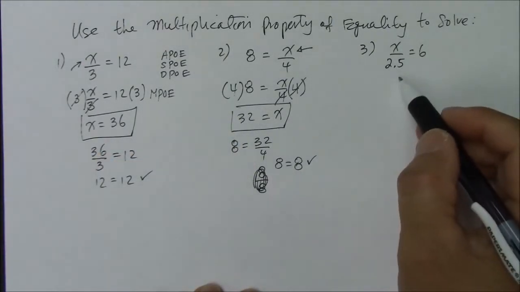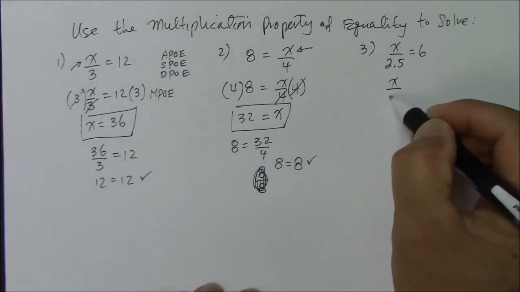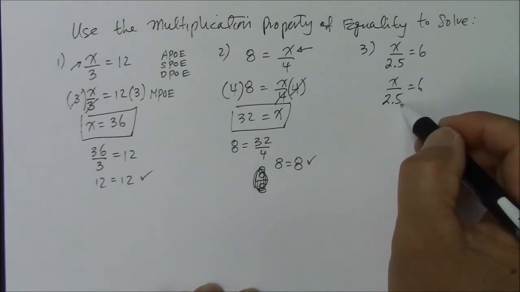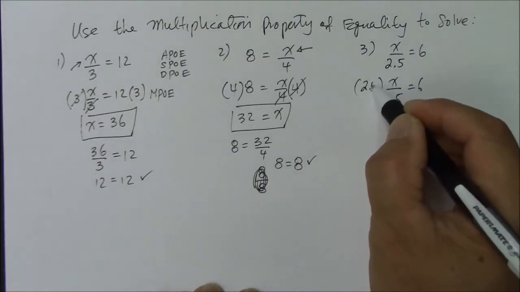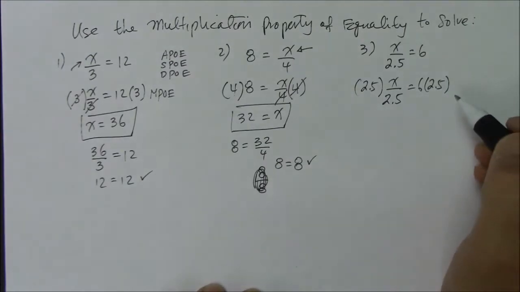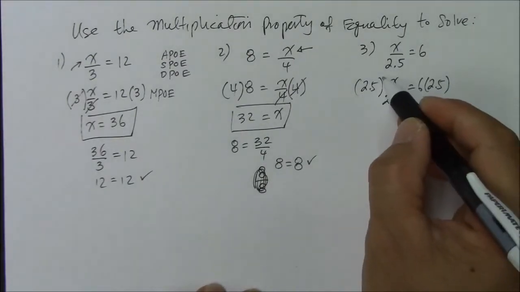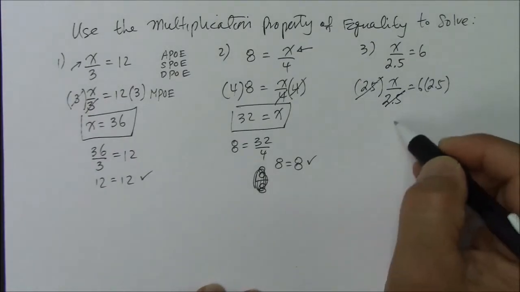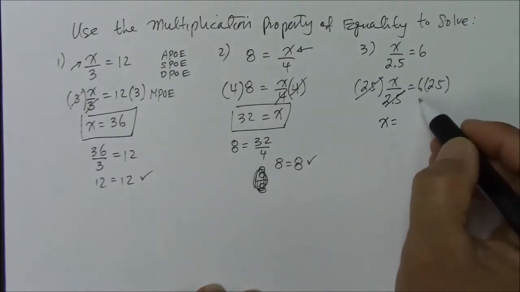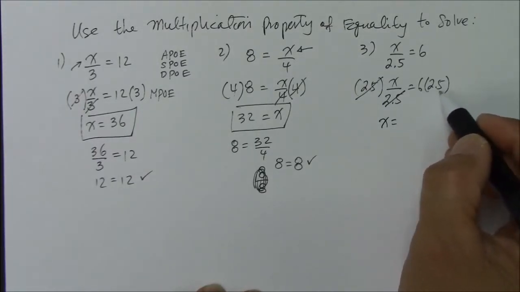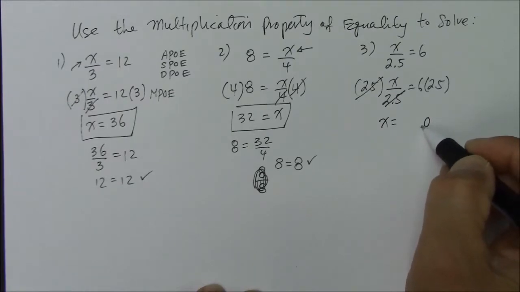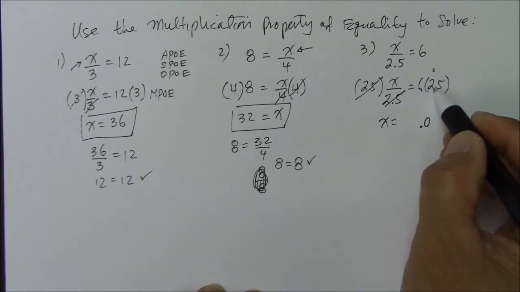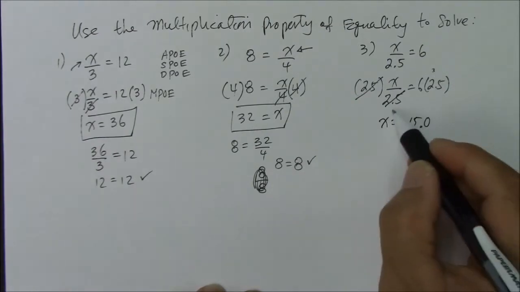And finally, number 3. I'm going to rewrite it again to make it nice and neat. And since we are dividing 2.5, I'm going to take that and multiply 2.5 to both sides of the equation. Because when I do, the whole number 2.5 is going to reduce the denominator 2.5, leaving me with just 1x, or simply x. And 6 times 2.5, well, 5 times 6 is 30. Second number comes down. 3 gets carried up. 6 times 2 is 12, plus 3 is 15. So the answer is 15.